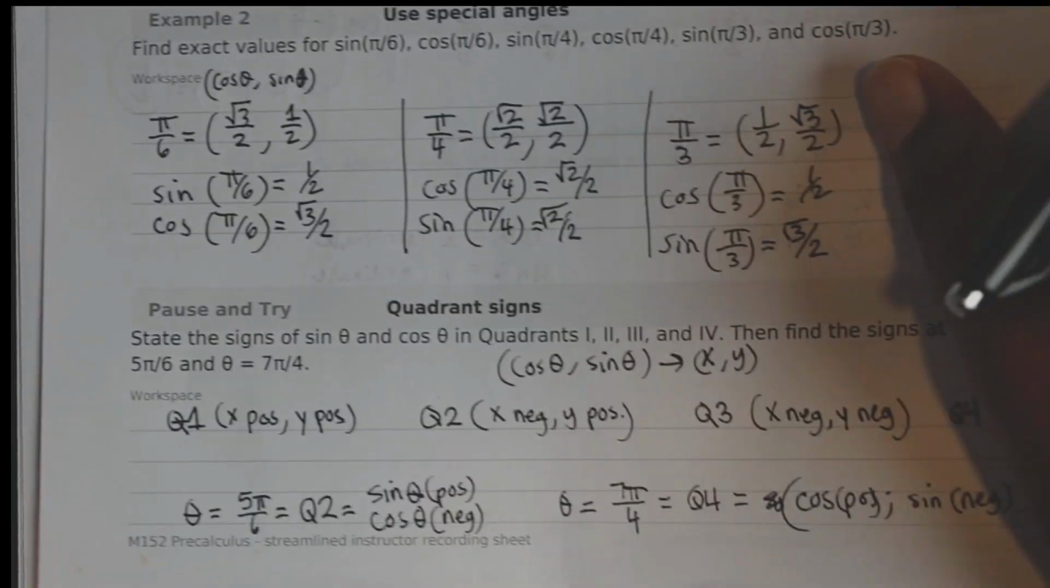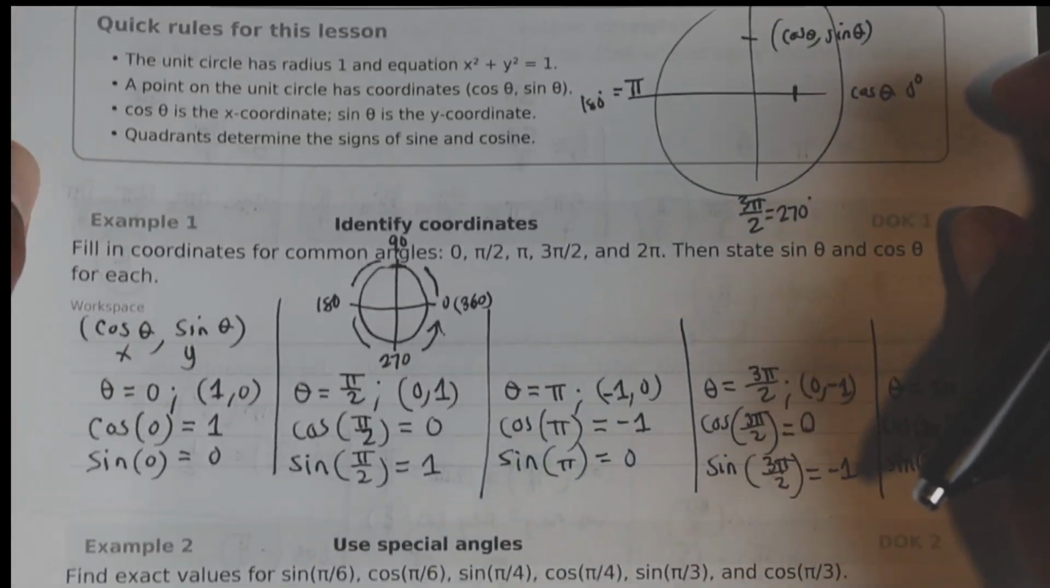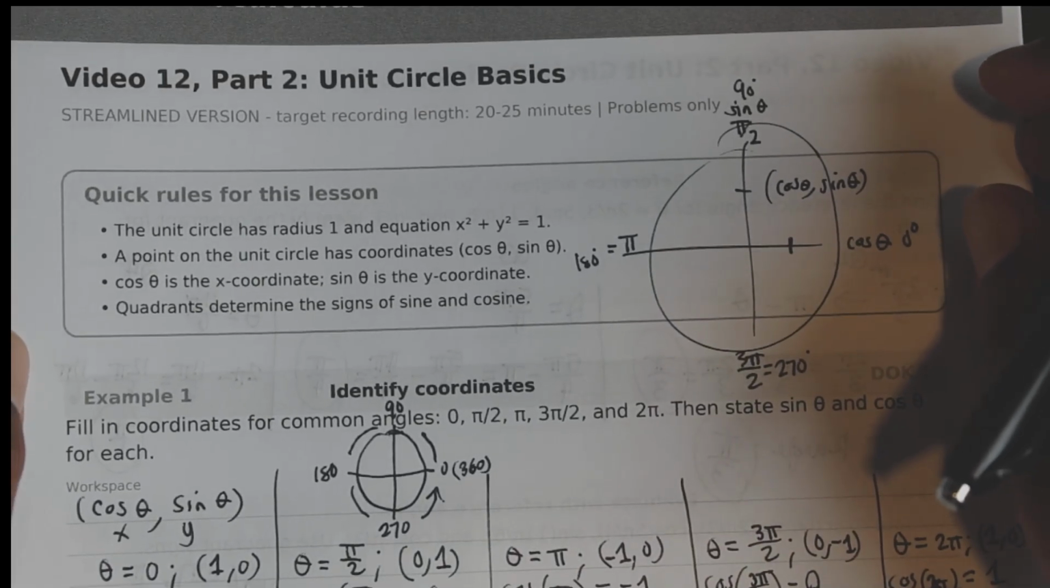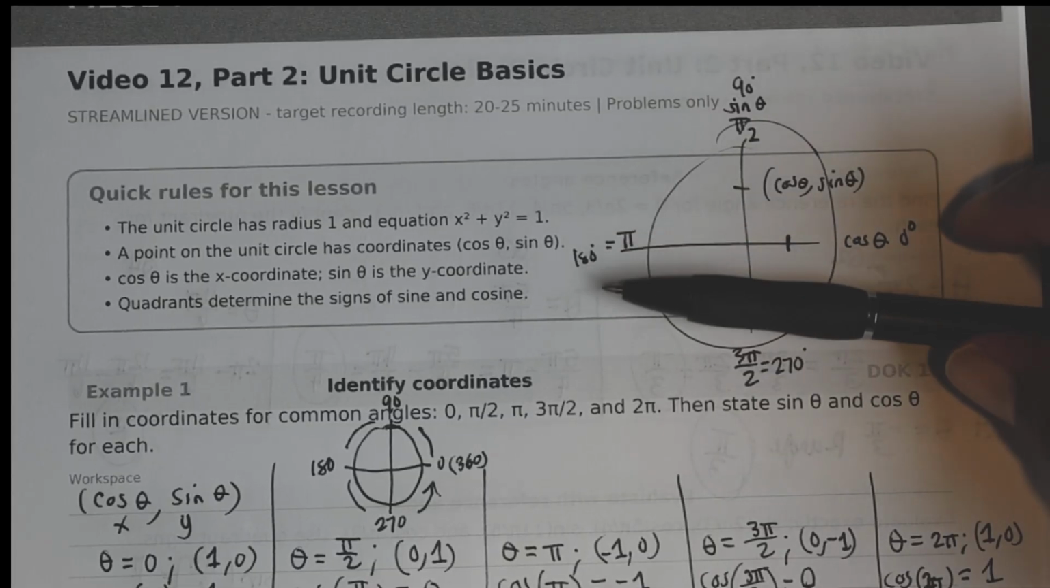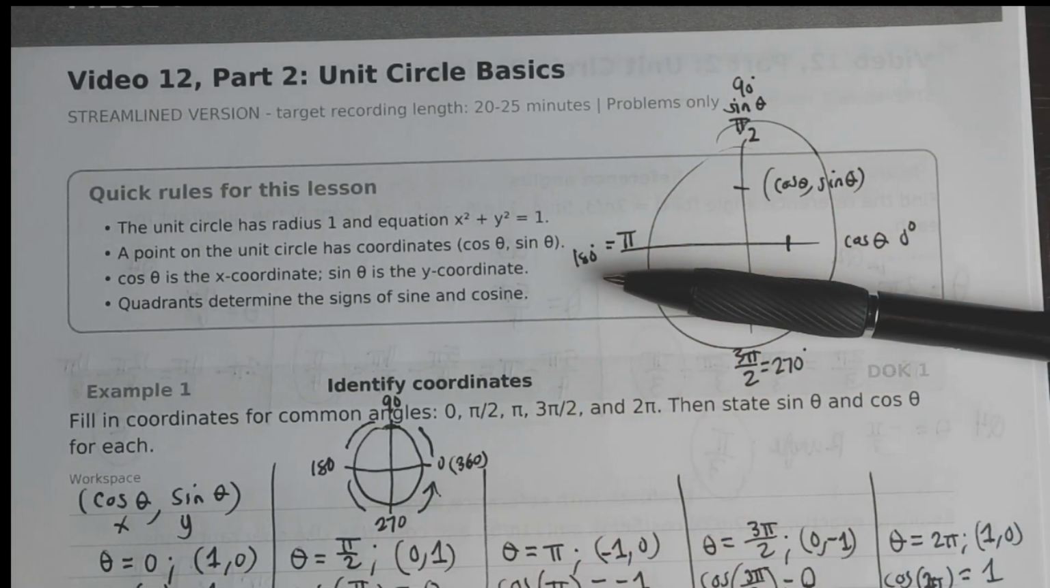Now, final review. I understand this was a lot, but with practice, you will become perfect. Review the quick rules in this lesson, and definitely review the unit circle. This will become very easy for you to do.